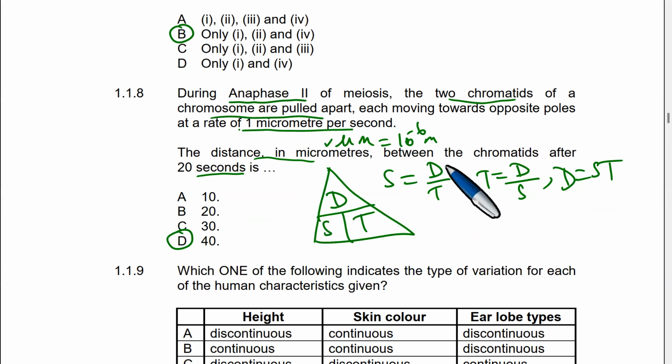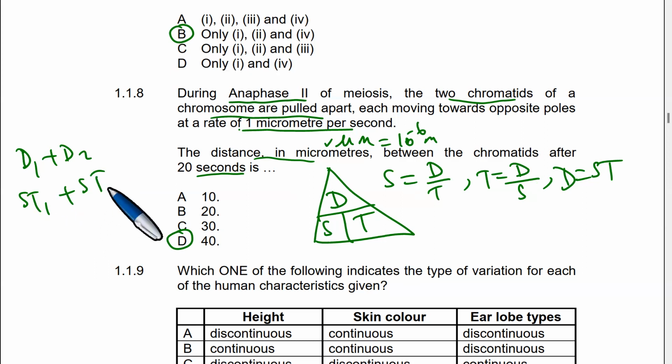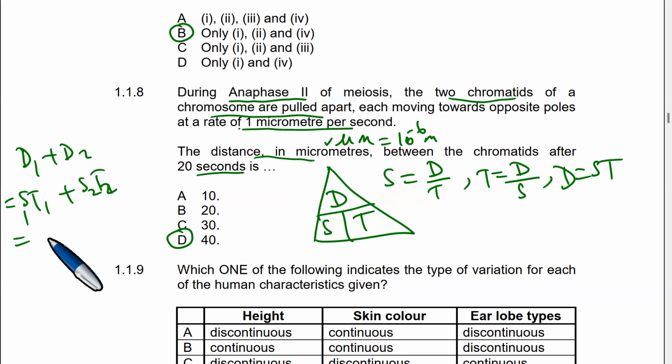So you're going to find the distance between the chromatids, because each one moves at 1 micrometer per second. You're going to find distance 1 plus distance 2, which is speed times time plus speed times time, like speed 2 times time 2, plus speed 1 times time 1. Now you just do the calculation here.